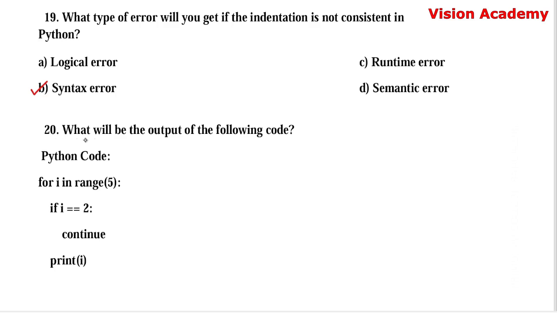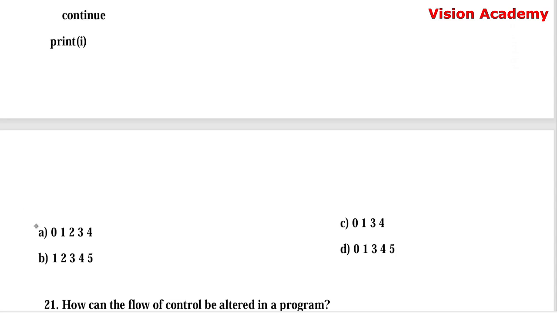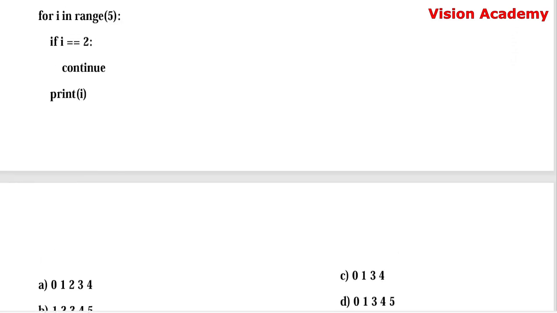Question number 20. What will be the output of the following code? Python code: for i in range(5): if i == 2: continue, print i. Let us check out the options. Option A, 0, 1, 2, 3, 4. B, 1, 2, 3, 4, 5. C, 0, 1, 3, 4. D, 0, 1, 3, 4, 5.